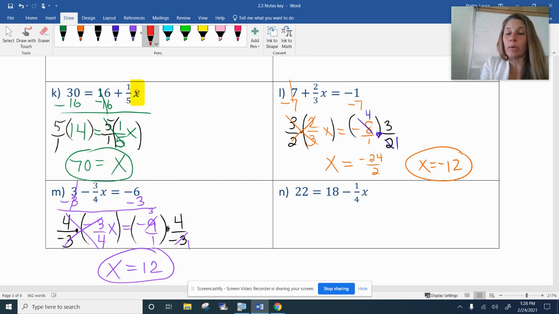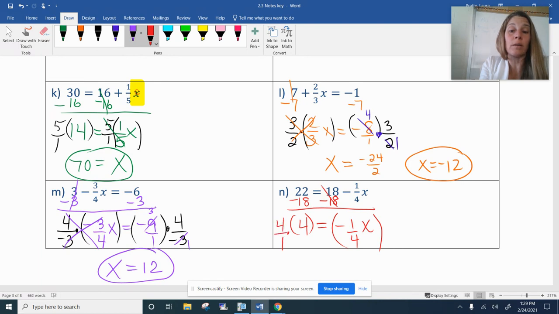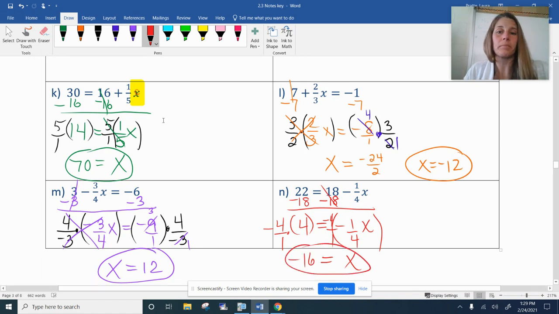And then finally, our last one, again, you want to get rid of the number without the variable term attached to it. So that would be 18. And since my 18 is positive, I'm going to subtract it. And I'm left with 4 equals -1/4 x. So now I'm going to multiply both sides by the reciprocal, which is -4/1. Doesn't matter which number you put your negative on there. So I end up with x equals, and -4 times 4 is -16.